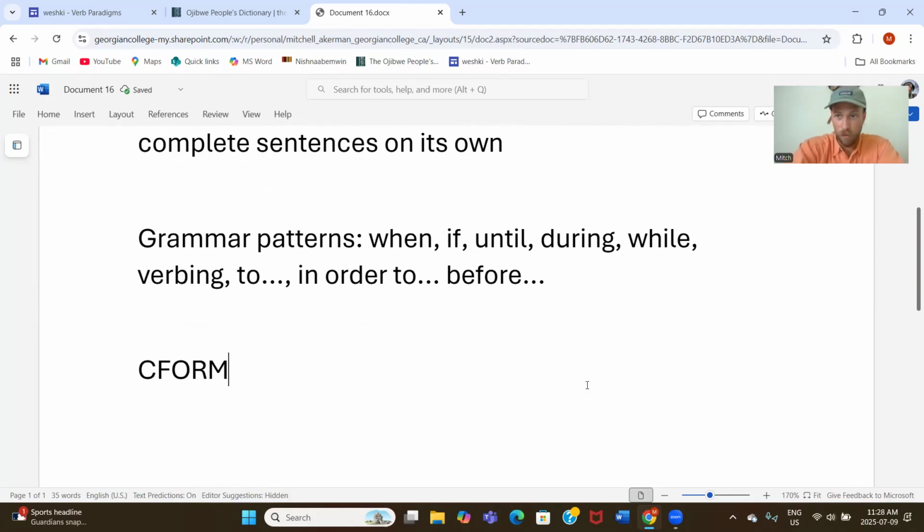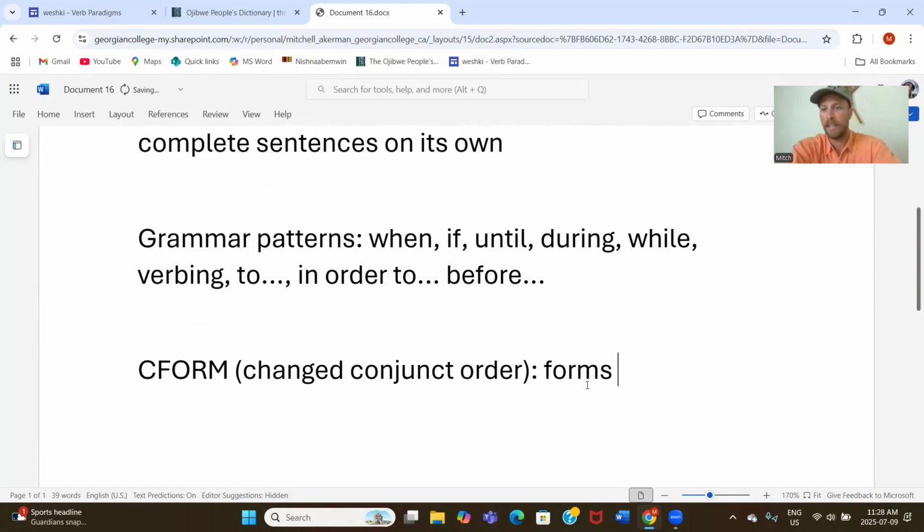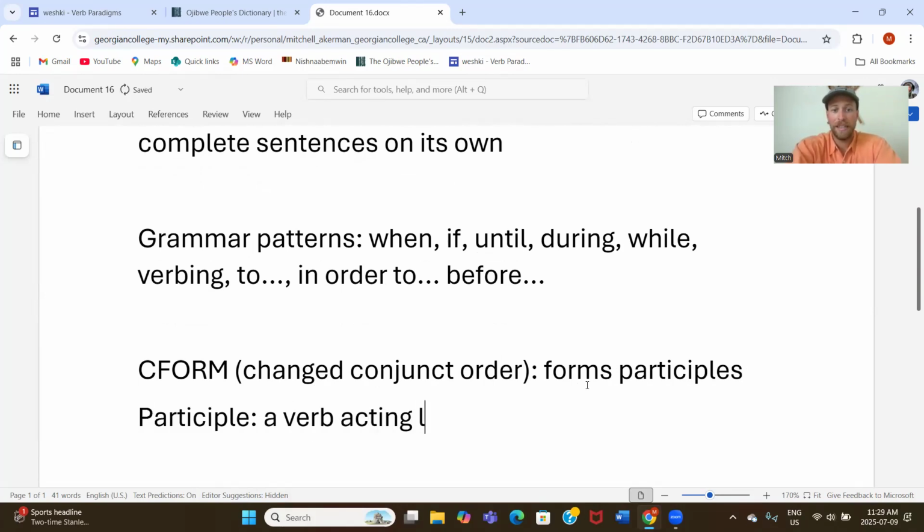Okay. And then there's C form. All right. And C form, also known as changed conjunct order. Okay. And it does one thing in particular. I mean, it does multiple things, but the one that, at this level, try and really remember this is that it forms participles. Okay. Forms participles. That's the big one. Okay. And a participle is a verb acting like a noun.